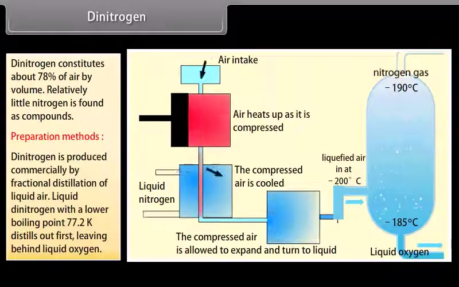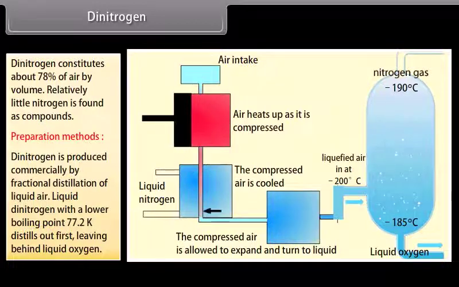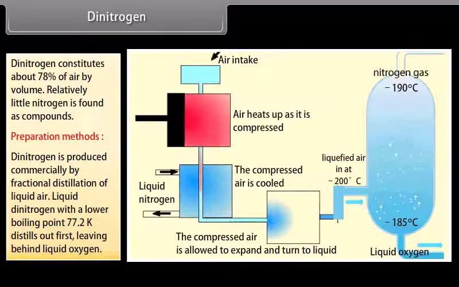Dinitrogen is produced commercially by fractional distillation of liquid air. Liquid dinitrogen, with a lower boiling point of 77.2 Kelvin, distills out first, leaving behind liquid oxygen.